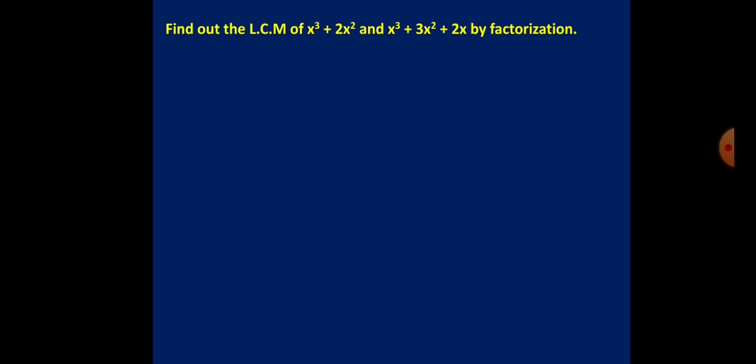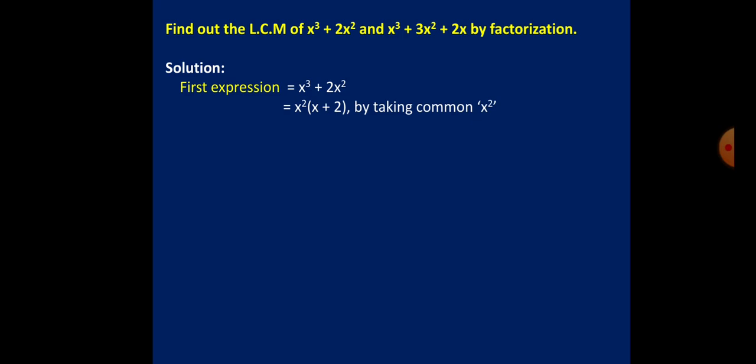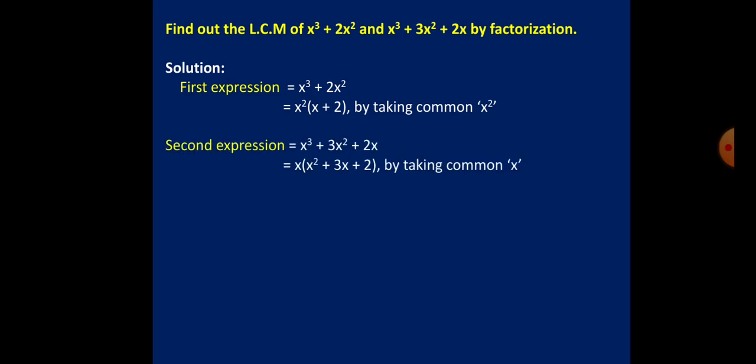And the example is: find the LCM of x cubed plus 2x squared and x cubed plus 3x squared plus 2x by factorization. Here the first expression is x cubed plus 2x squared. You can see x squared is common, so we have taken out x squared to resolve it into factors, and it is x squared times x plus 2. And the second expression is x cubed plus 3x squared plus 2x. You can see x is common, so we have taken out x to get x squared plus 3x plus 2.